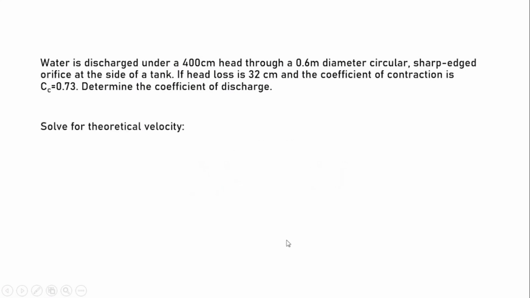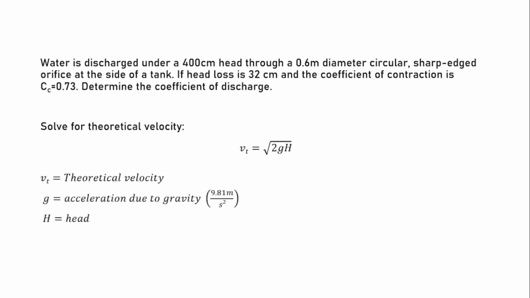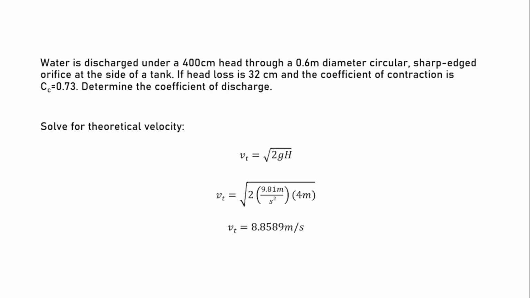Now we solve for the theoretical velocity. Theoretical velocity is denoted by the formula square root of 2gh, where Vt is the theoretical velocity, g is the acceleration due to gravity, and h is head. So plugging in all the values, we get square root of 2 times 9.81 meter per second squared times 4 meters. V sub t is equal to 8.8589 meter per second.